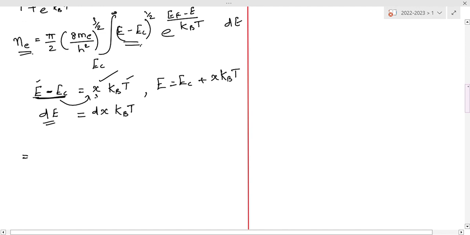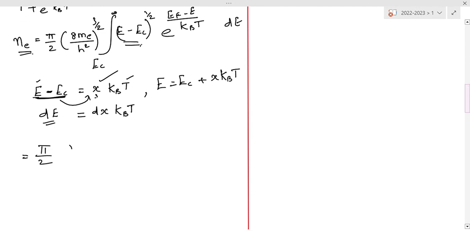pi by 2, 8 me by h square the whole power 3 by 2 integral. Now I am not going to write the limits here. I am going to replace all the energy values in terms of the usual unknown value called x. E minus EC is replaced by x kBT power half. So instead of E minus EC power half, I am replacing it with x kBT.